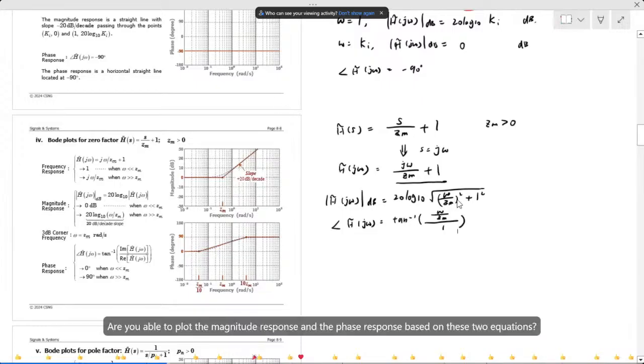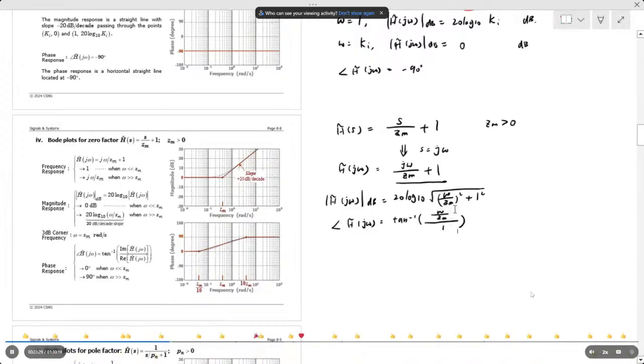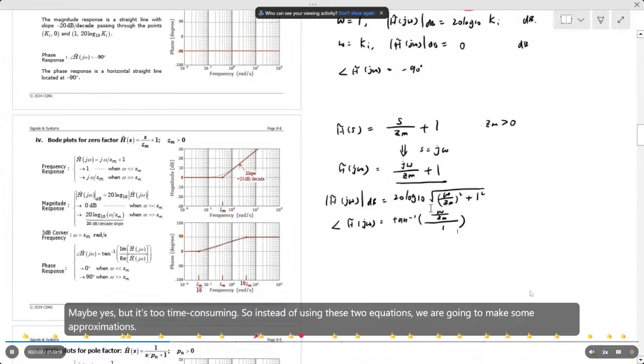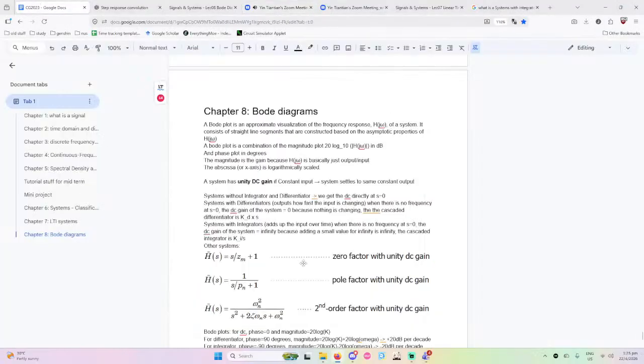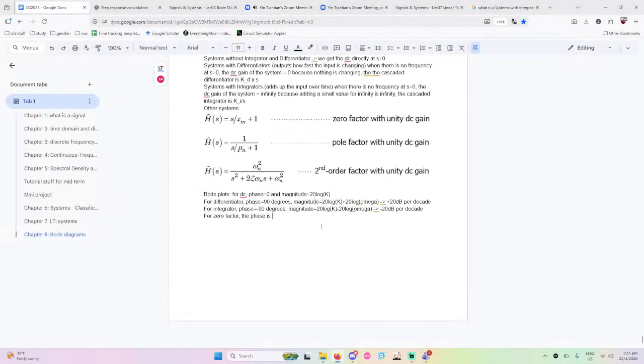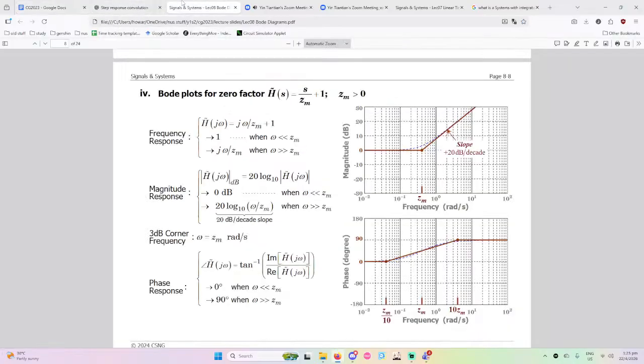Are you able to plot the magnitude response and the phase response based on these two equations? Maybe yes, but it's too time consuming. So instead of using these two equations, we are going to make some approximations. Let's consider the case when omega is much less than Zm. What will happen to the frequency response here? When omega is much less than Zm, the magnitude of the first term will be much less than 1, so the first term here can be neglected. So the frequency response in this case is approximately equal to 1.